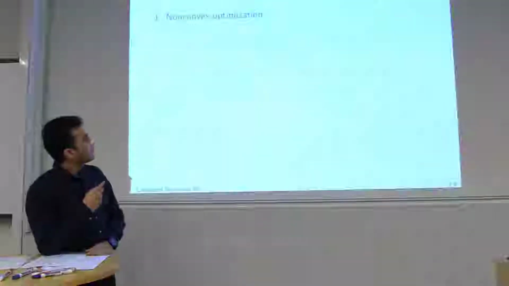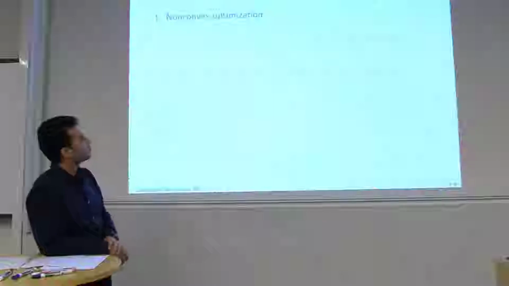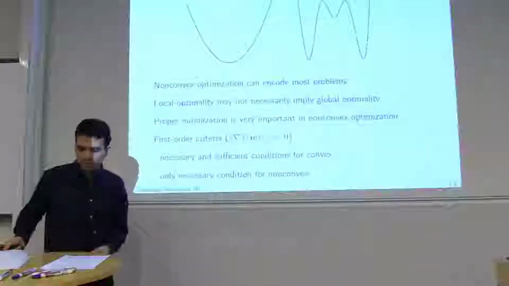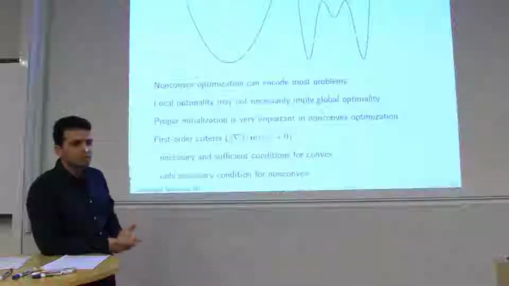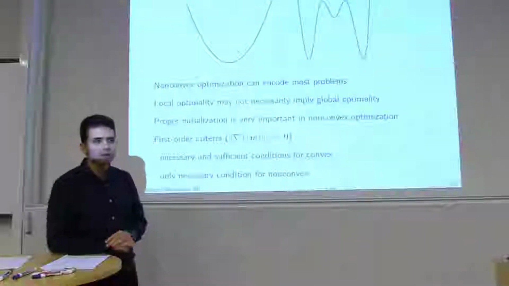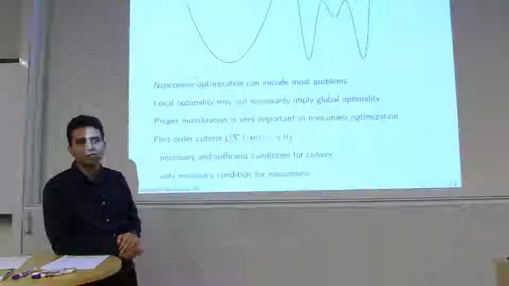Okay, but now let's dive into non-convex optimization. Those were just for convex optimization. For non-convex optimization, a lot of strange things actually happen. So first, why is it important to go with non-convex optimization? Because I can say that almost all the problems that you can imagine can somehow be formulated as some form of non-convex optimization.